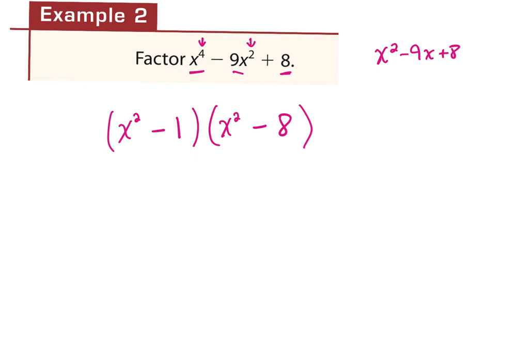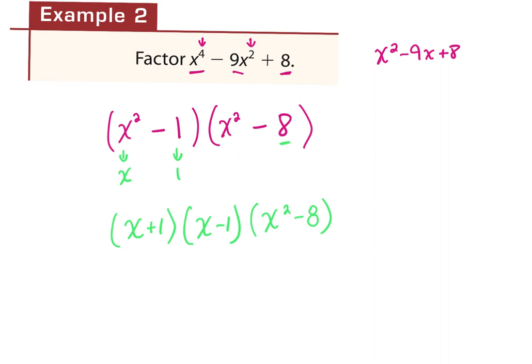So 8 is not a perfect square, right? This does not have a perfect square root, but 1 does. What's the square root of 1? 1, right? So I have the square root of x squared is x. The square root of 1 is 1. I have the difference of two squares. So I have x plus 1, x minus 1, and x squared minus 8. Now I'm finished.